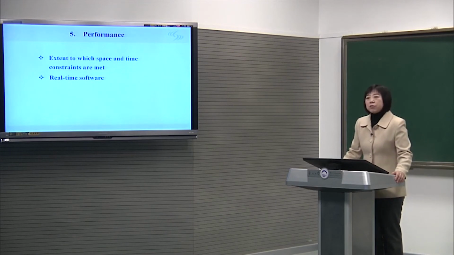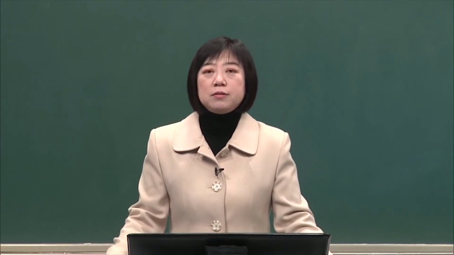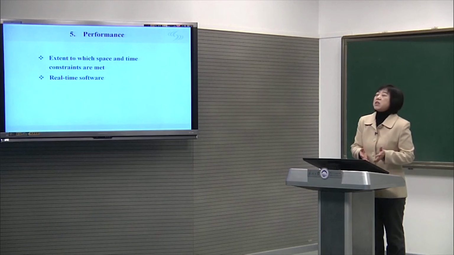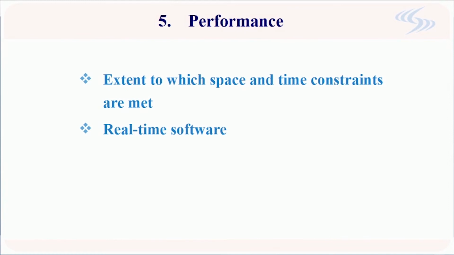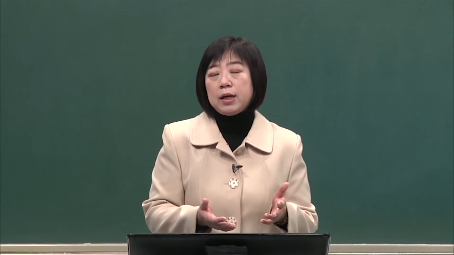Number 5, performance. Performance of a software means the extent to which space and time constraints are met, especially for real-time software. For example, our university, Northeastern University, has its own website. Well, there must be an extent to which the website can accept how many users, and how fast it will respond, and so on.